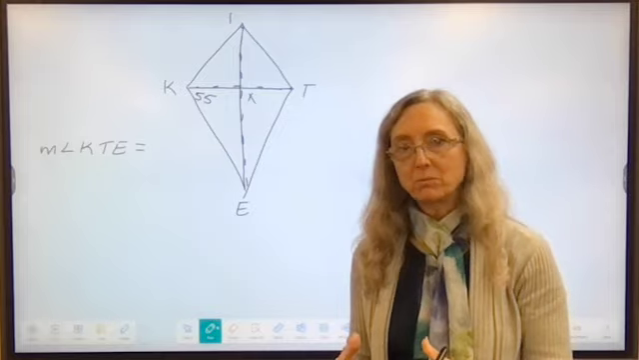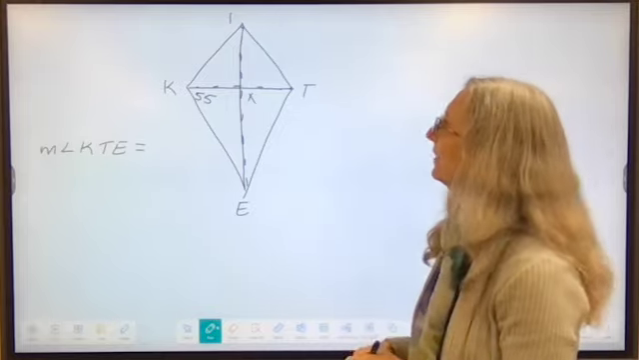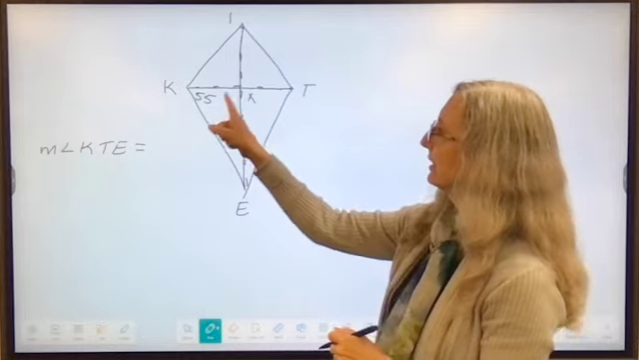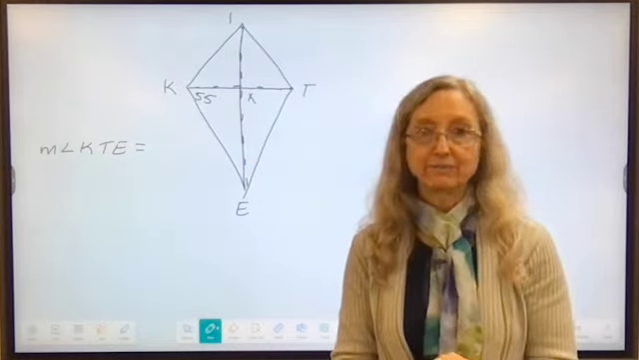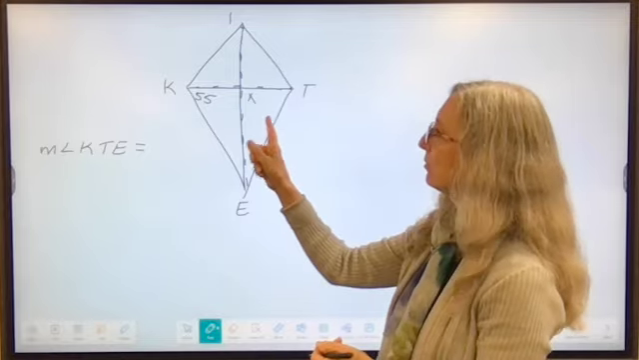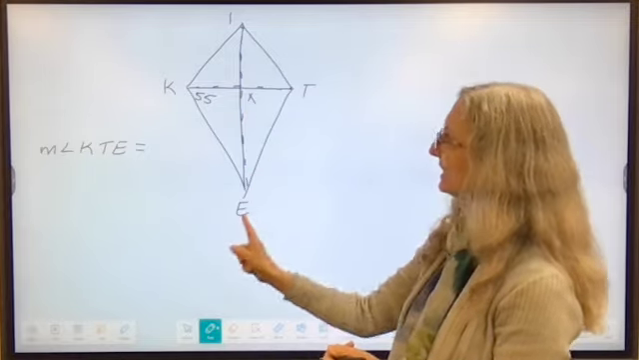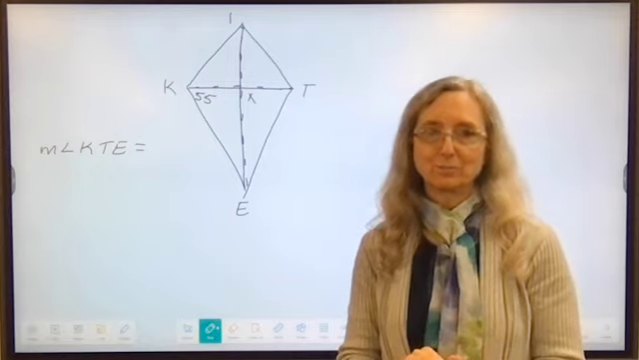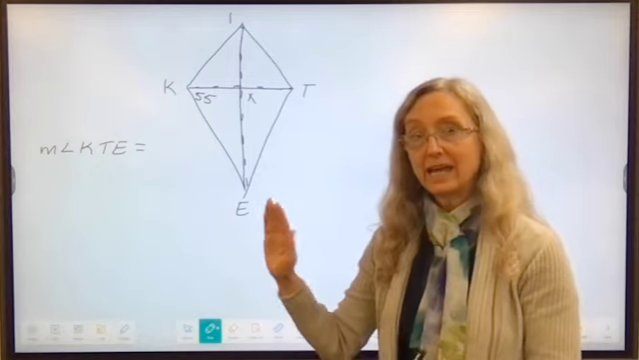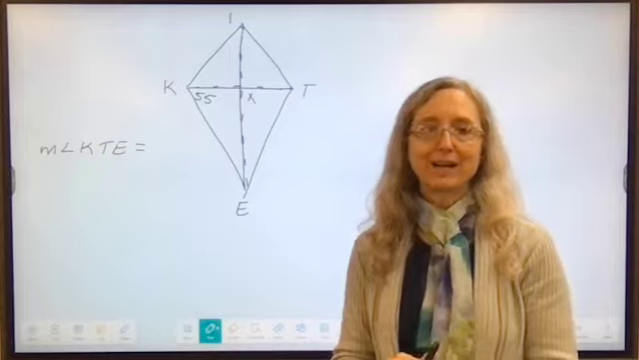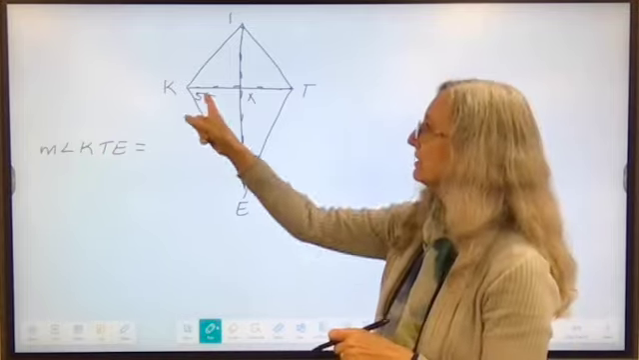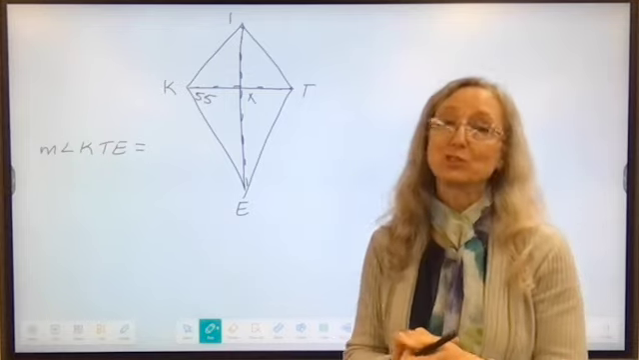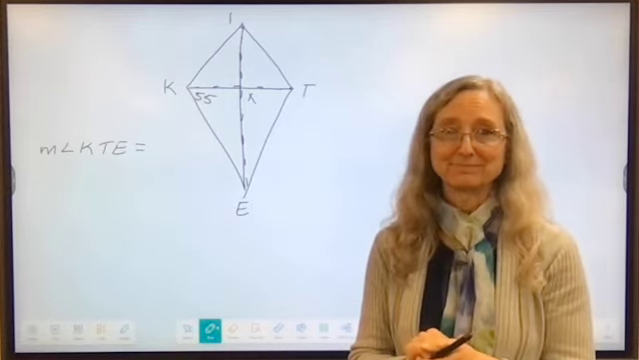Okay, let's solve a few problems with this kite. Here I have labeled it, and I've labeled the angle XKE to be 55. From that, can you figure out what angle KTE would be? Remember, this axis of symmetry divides it into two congruent halves. So if this is 55, that one should also be 55.